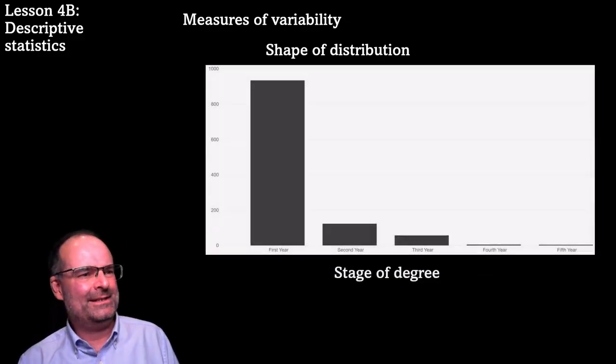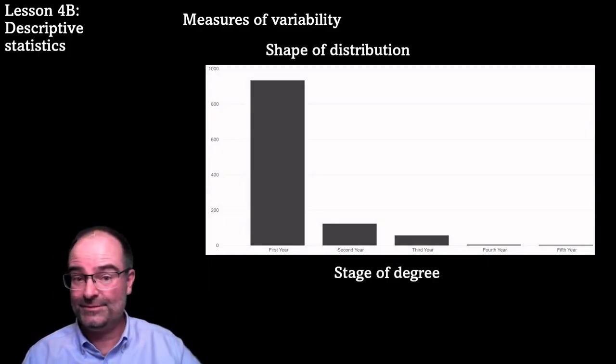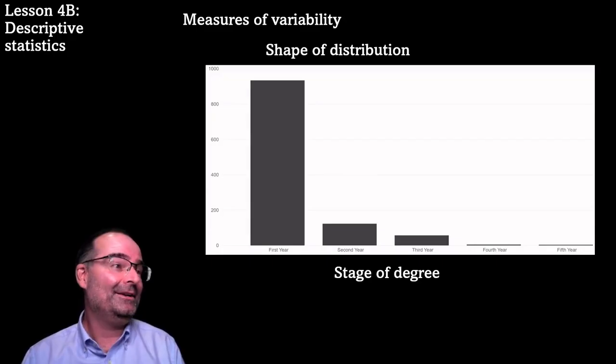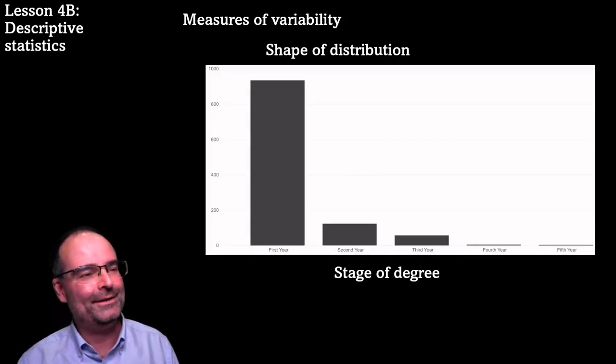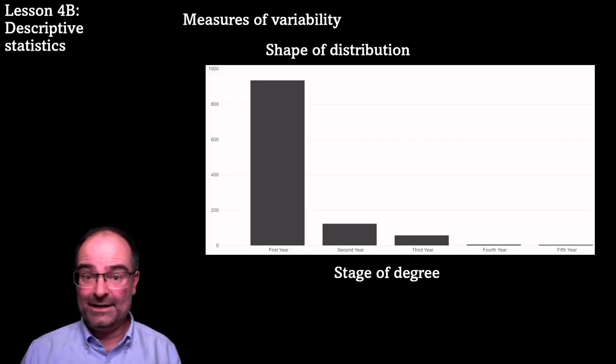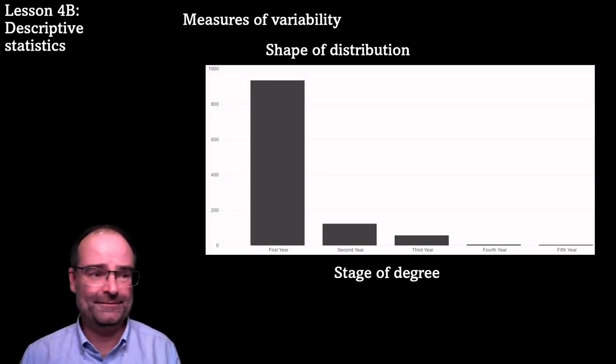See if I can give you some examples of this. This is real data from Psych 1001. This is the stage of degree people are at. And you can see it's 1,000 people on the y-axis, you can see that most people are starting in first year, which makes a lot of sense. You do your first year units in first year.